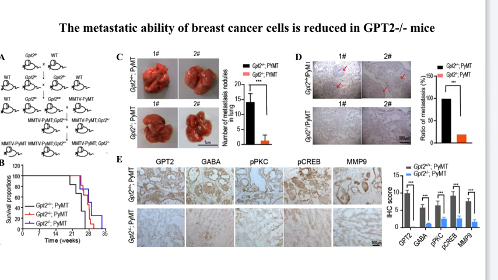In the mammary gland conditional GPT2 minus mouse model, GPT2 knockout significantly decreased lung metastatic nodules and prolonged the overall survival of tumor burden mice. The immunohistochemistry staining analysis also showed that GPT2 knockout markedly reduced GABA synthesis, PKC and CREB activation, and MMP9 expression in mouse breast tumor.